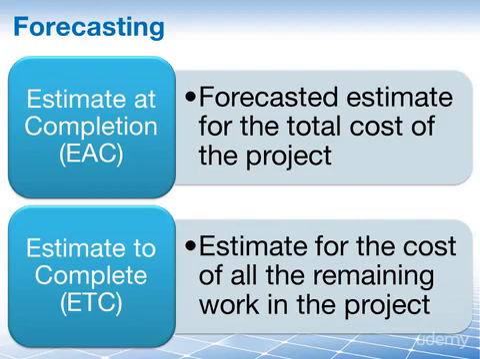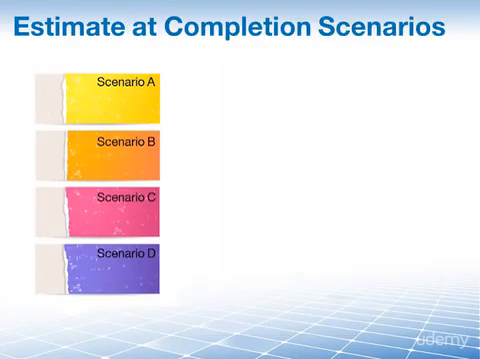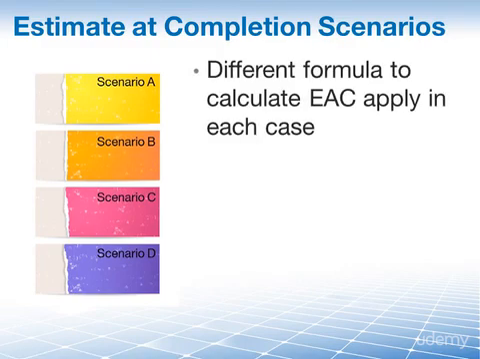Your next question is likely going to be, well, how do you calculate these? What's the expected total cost of finishing the project? In truth, the answer to that is, it depends. In coming up with your estimate at completion, you have different options on what formula best applies depending on the situation that you find yourself in on your project. And there are 4 scenarios. Scenario A is to re-estimate. In this scenario, original estimates are known to be highly inaccurate.